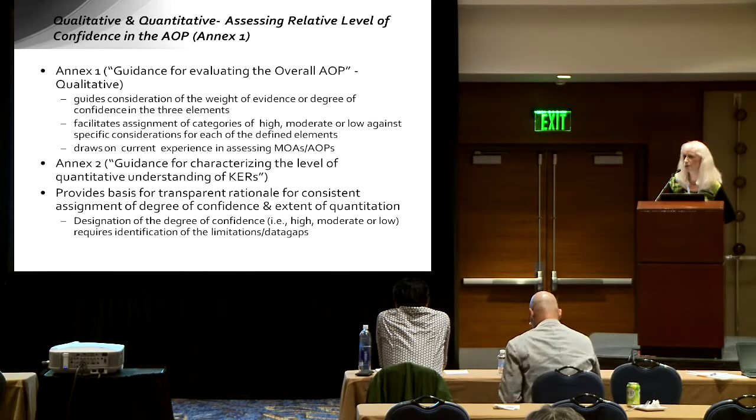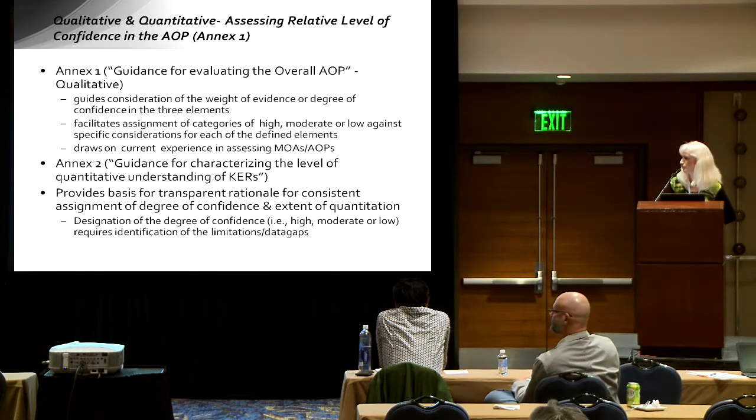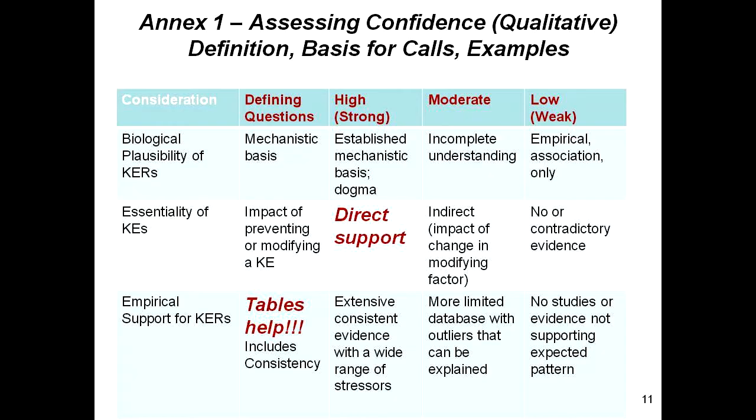So the objective is really to provide a basis for transparent rationale for consistent assignment of the degree of confidence and the extent of quantitation. And that requires explicit delineation of the limitations and data gaps. So this is a very simplified version of the table that appears in Annex 1. Again, I won't go through this in any detail in the amount of time I have.